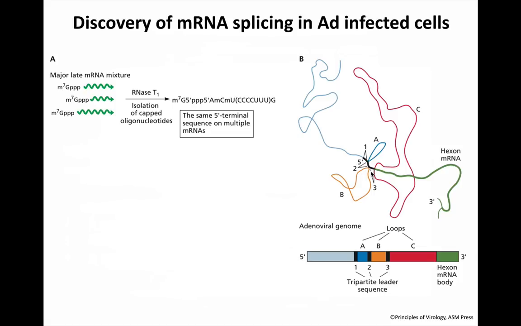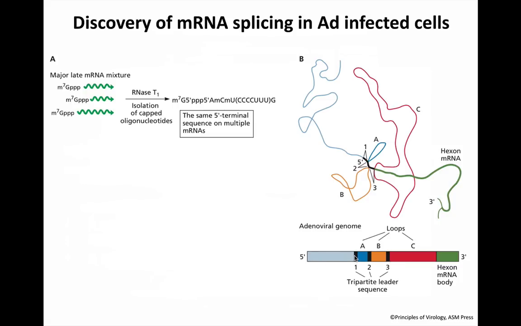And they call this the tripartite leader. This sequence is then joined to the mRNA body, which is a long sequence complementary to the hexon coding sequence in the viral genome. So here at the bottom is a schematic of the gene encoding this mRNA. So here's the adenovirus genome.